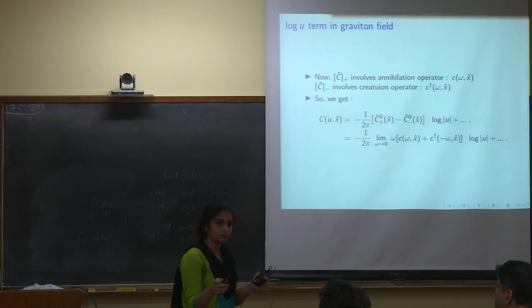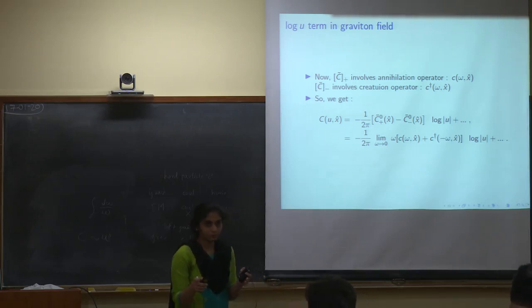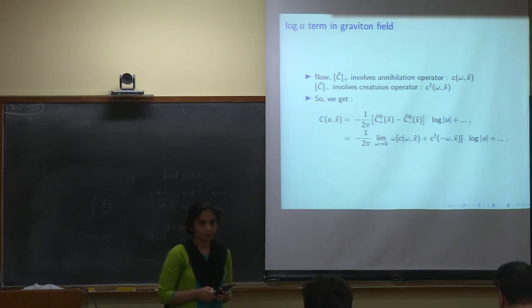Can you not derive the leading soft graviton theorem, not the log omega part, the 1 by omega part, consistently just by looking at the interaction of gravitons among themselves? Yeah, 1 by omega is uncorrected by those interactions. 1 by omega is uncorrected, but the interactions will suggest that there is a log u behavior.